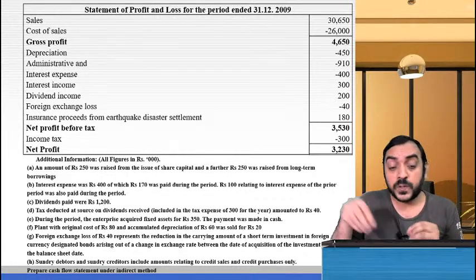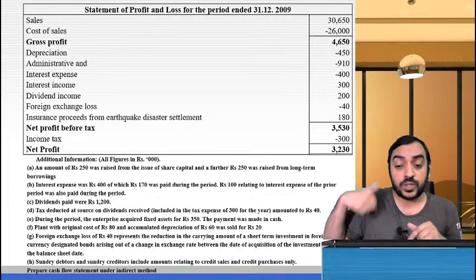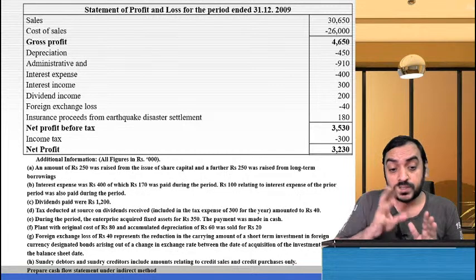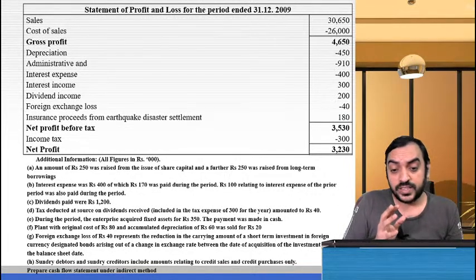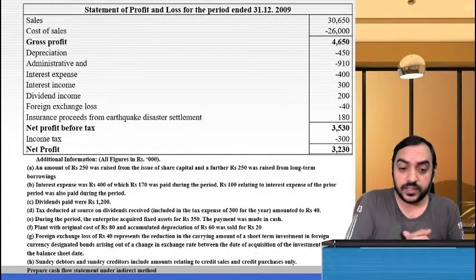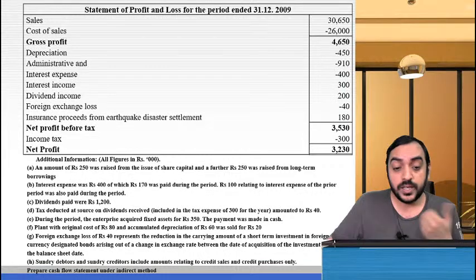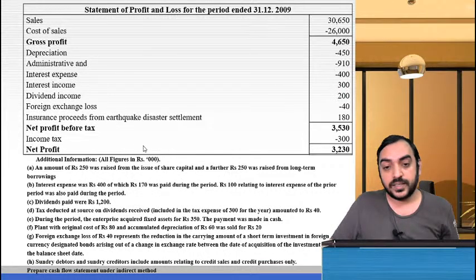Foreign exchange loss of 40 represents reduction in the carrying amount of short-term investments in the foreign currency, designated bonds, arising out of change in exchange rate between the acquisition of the investment and the balance sheet date. Sundry debtors and sundry creditors include an amount relating to credit sales and credit purchases only. Prepare cash flow statement under the indirect method.